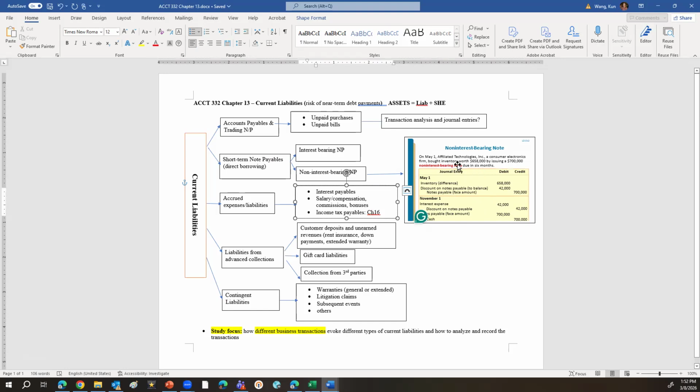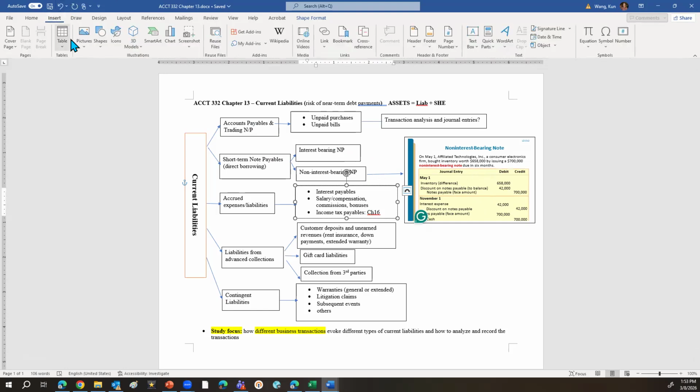May 1st, the technology firm bought inventory worth 658,000 by issuing a 700,000 non-interest bearing note. So this can also be like a trade note payable, right? It's related to a purchase, but non-interest bearing. But it should have the same accounting treatment.